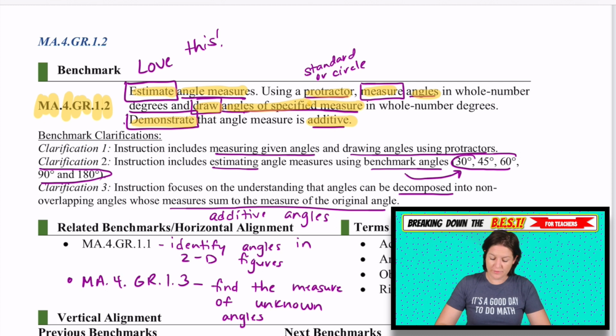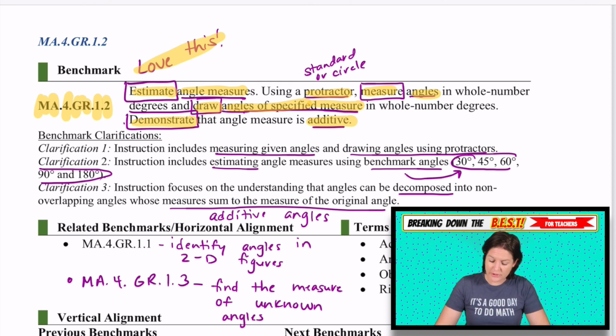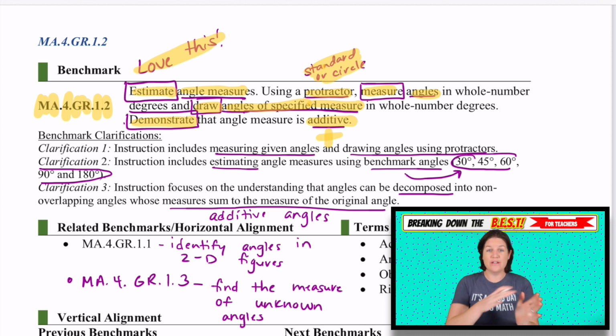So estimating, I wrote over here that I love this, that before we even begin to measure, we are estimating using our knowledge of a square corner and a straight edge, determining whether angles are acute, obtuse, right, straight, all of that. Just estimating it before we even begin. Then using a protractor, which you'll notice we will be using a standard protractor and a circle protractor, and demonstrating that angle measure is additive. That means that we can add them together, that if we have angles that are lined up together, we can add them up to figure out the total of the whole. You'll see what I mean in a second, okay?